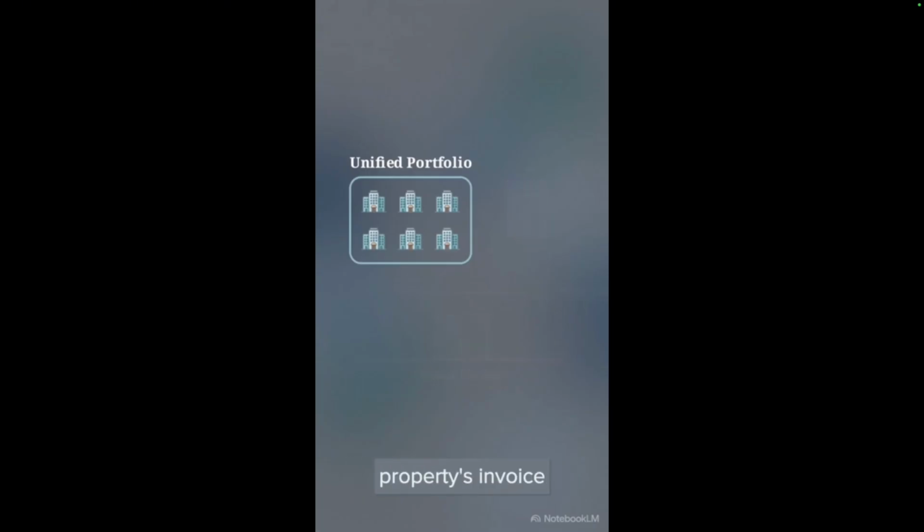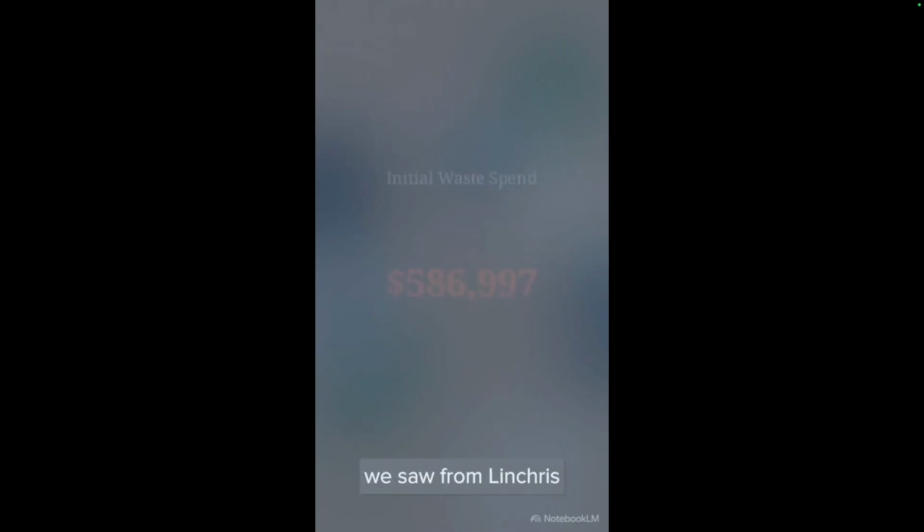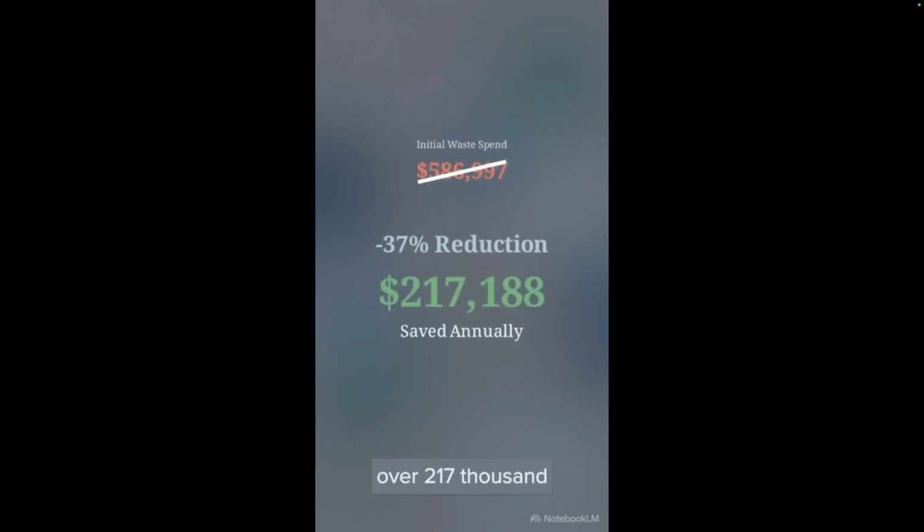Finally, they funneled every property's invoice through a single, centralized auditor. This guarantees vendors adhere to the locked-in rates, providing predictability even as new hotels are acquired. And that massive initial trash bill we saw from Lincris Hotel Corporation, this exact system slashed it by 37%, saving the company over $217,000 annually.